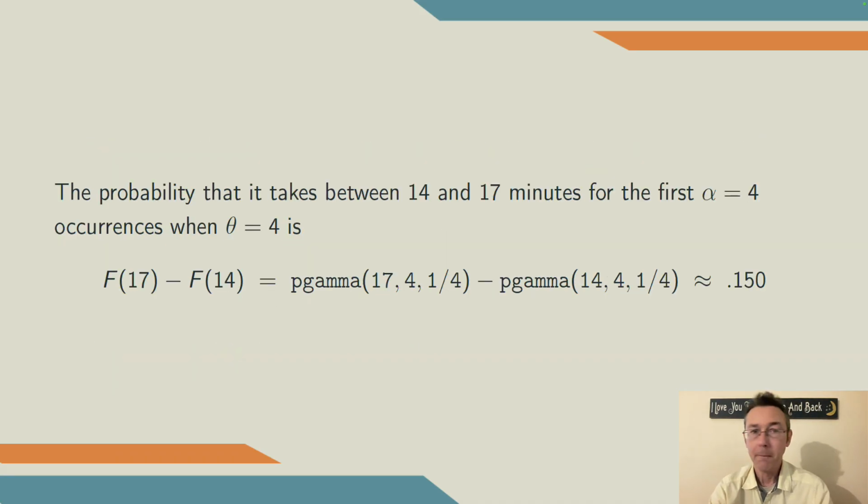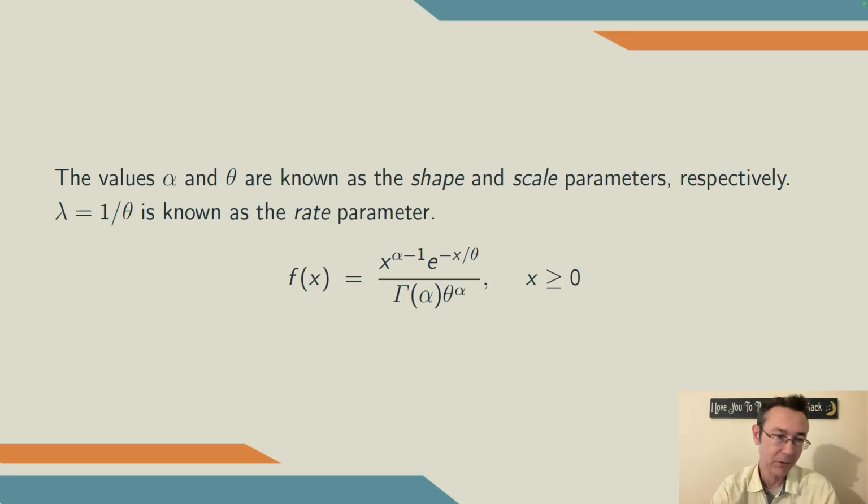Back to that example, the probability that it takes between 14 and 17 minutes for the first 4 occurrences, still with theta equals 4, is big F of 17 minus big F of 14, where big F, of course, here is the CDF of that gamma distribution. So p gamma of 17, 4, 1/4 minus p gamma of 14, 4, 1/4. When we execute those commands, we get about 15%.